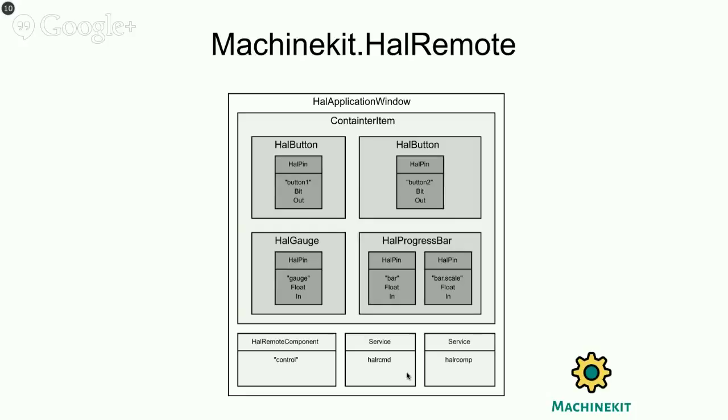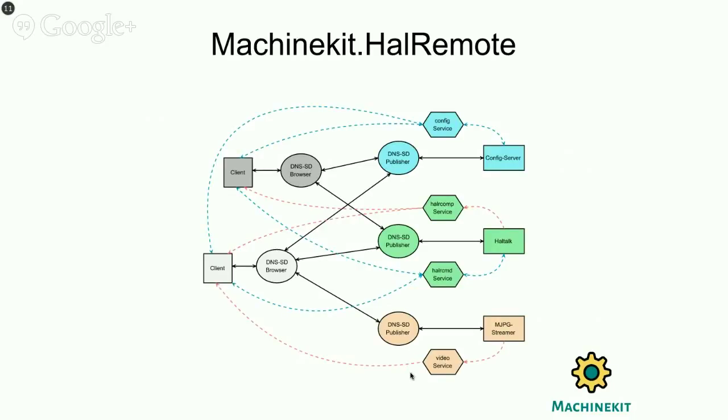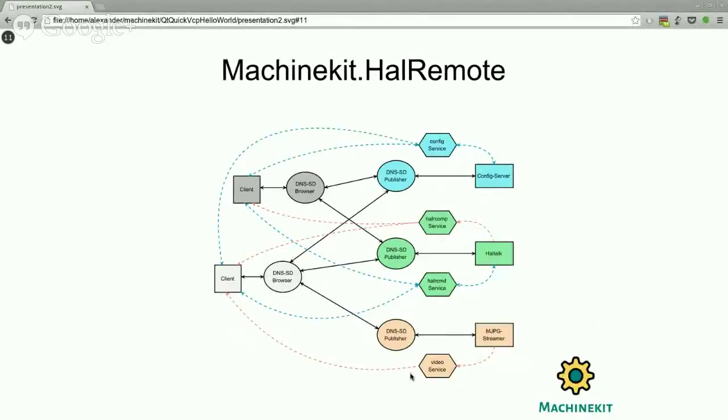This works using the services. Services are, for example, R command, R comp, or other services. Services are provided within MachineTalk, and the Hell application window provides a way to easily and automatically connect the services with the MachineTalk instance. So now I will start with the tutorial part of the presentation, so you can understand how it actually works.